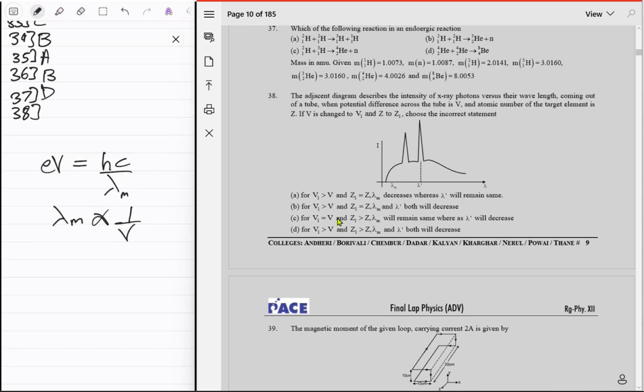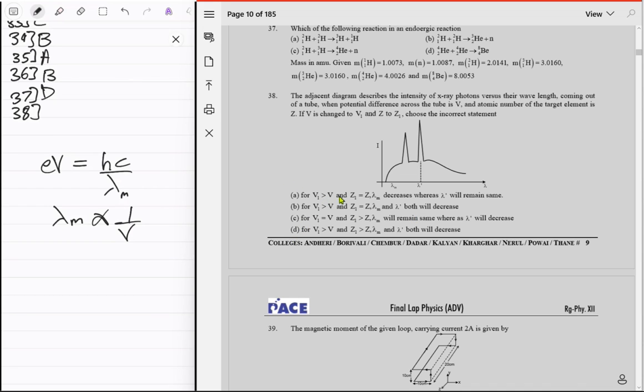Okay, for v1 equal to, वो तो same कर डाला whatever. z1 is bigger than, lambda m will remain same, yes, because v तुमने change नहीं किया. And lambda dash will decrease. तुमने z1 को increase कर दिया, तुम्हारा जो electron transition है that causes more energy now. So yes, lambda dash will decrease in fact. So C तो correct लग रहा है मुझे.